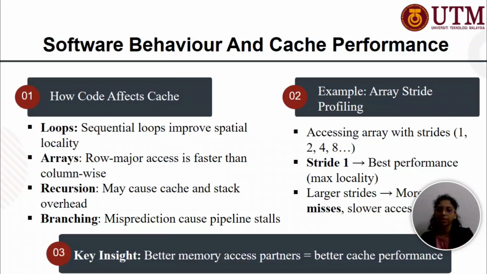To demonstrate this, we ran a simple profiling example using array stride access. Stride 1 gives the best performance because the elements are accessed in order. When the stride increases, the CPU starts skipping more cache lines, causing more misses and slower performance.